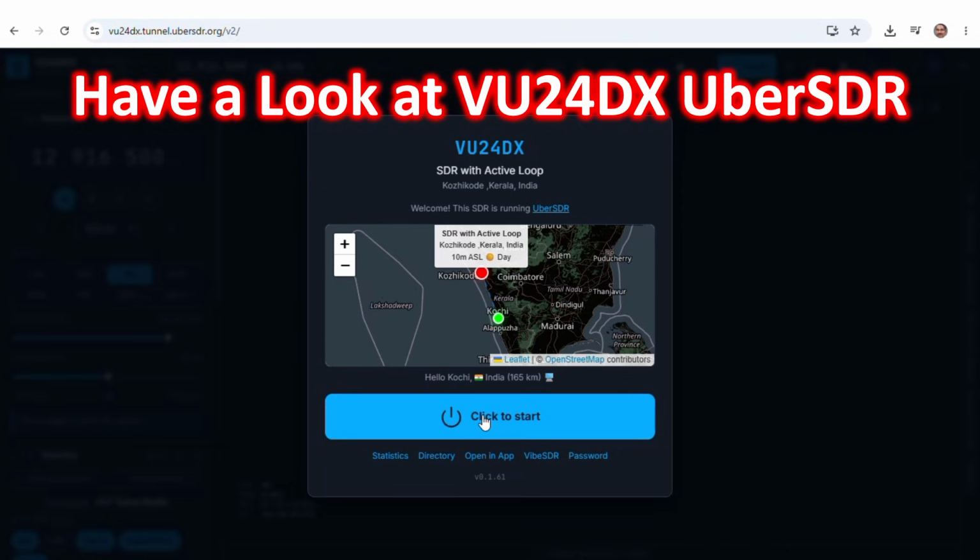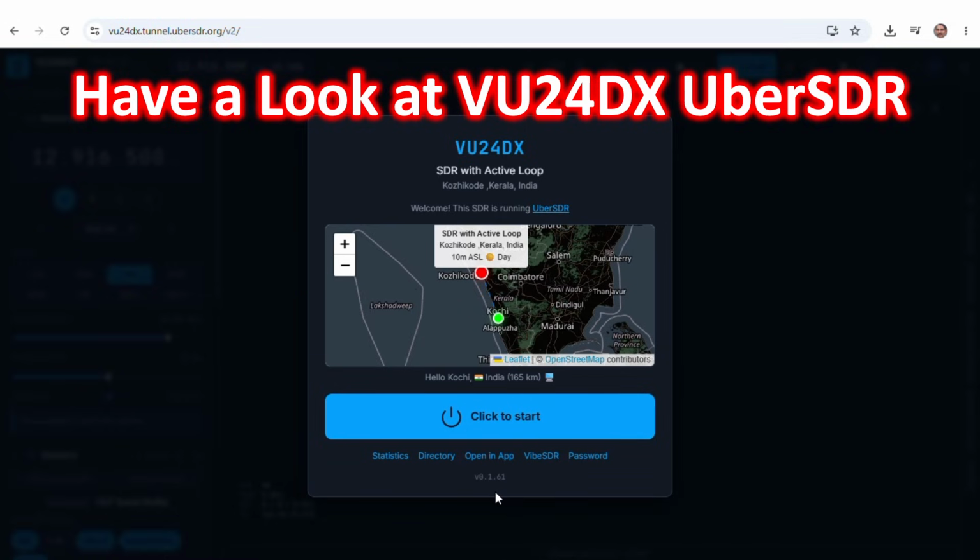When you see this, you can click start to start the WebSDR. WebSDR is a software defined radio connected to the web, which multiple users can tune to different frequencies through the browser. There are several other options here which I am not going into. I am just going to start it.